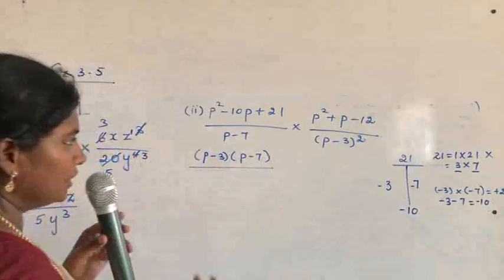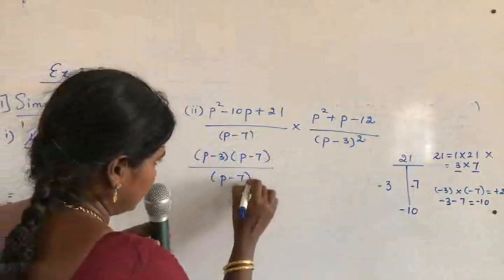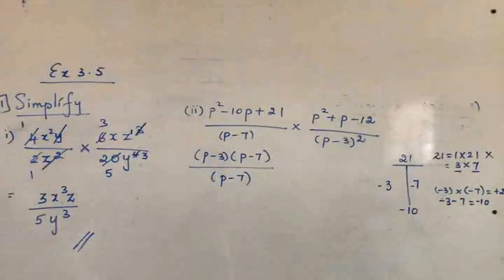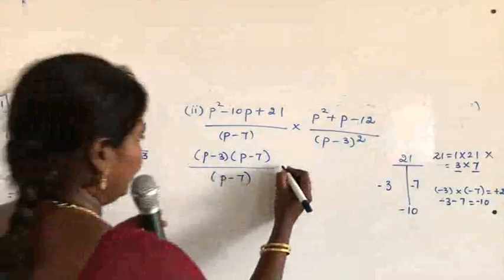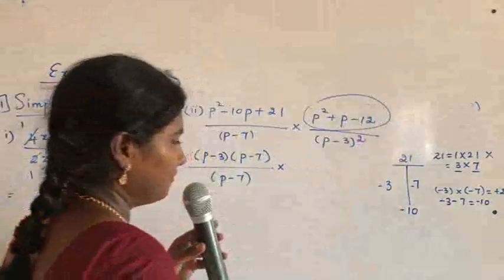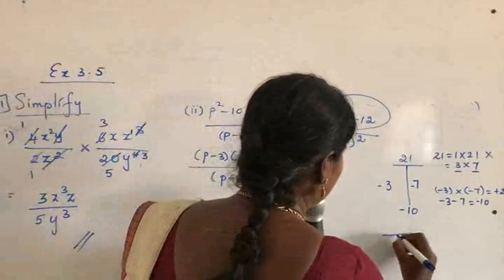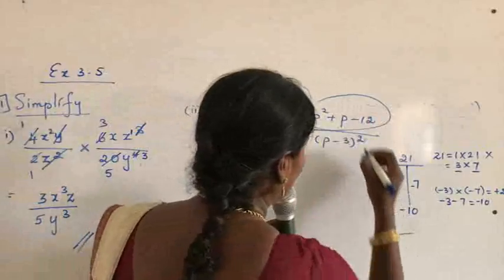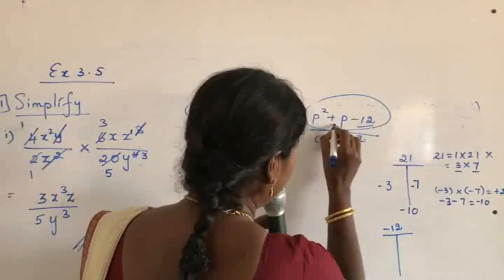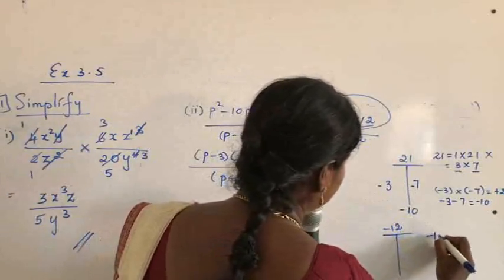Okay. Now in the denominator part, there is no need to do any changes. So we'll write p minus 7 as is. So p minus 3, p minus 7 upon p minus 7 into. Now let's go for this part. Let's go for the factorization of p square plus p minus 12. Again, we'll use our t method. The constant term is minus 12. The coefficient of the middle term is plus 1. Let's factorize minus 12.